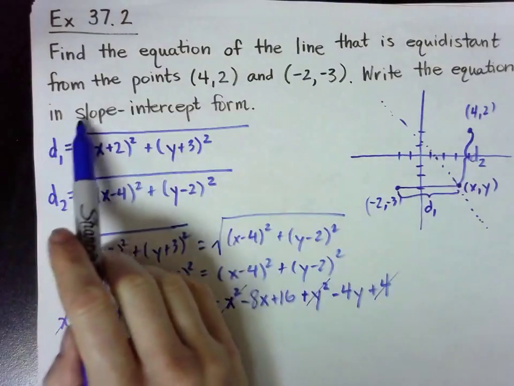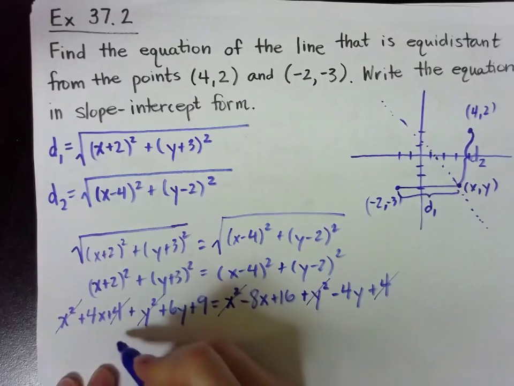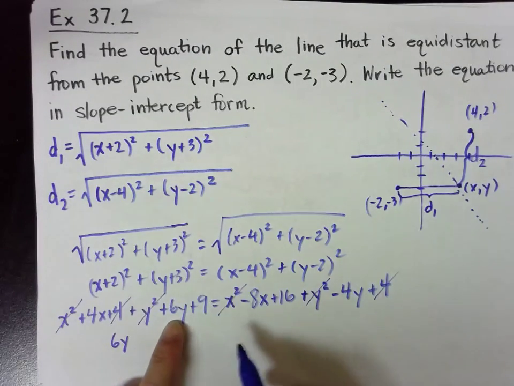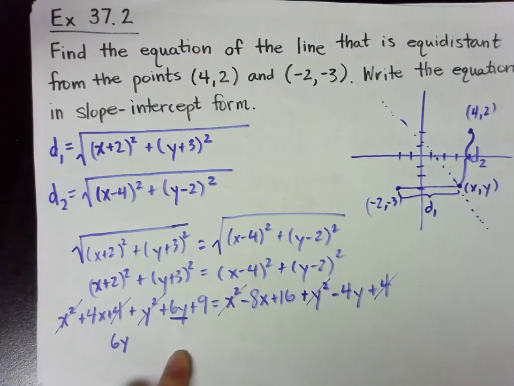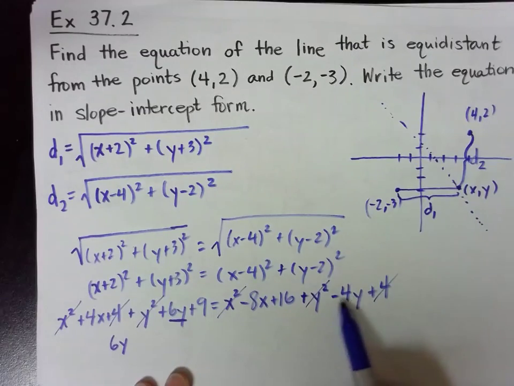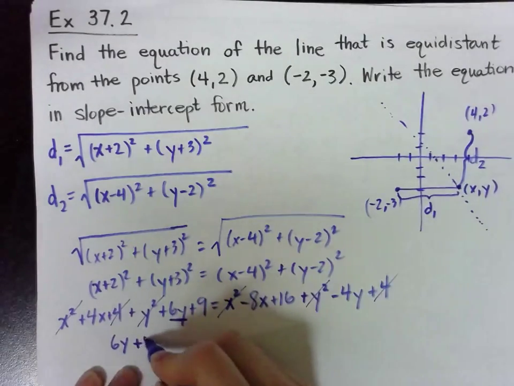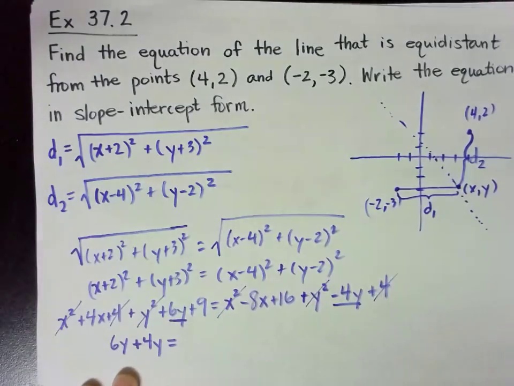Okay, since we want the equation in slope-intercept form, let's put all of the y's on the left-hand side and all of the x's and all of the constants on the right-hand side. So we'll leave the 6y here. And now we also had this negative 4y. To move it to the other side, we need to add 4y. So we've taken care of that one.